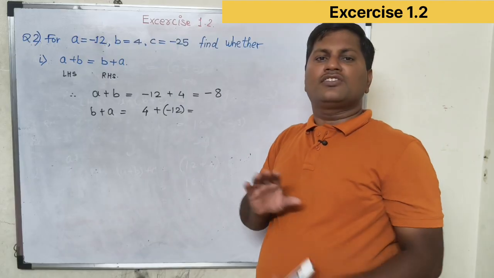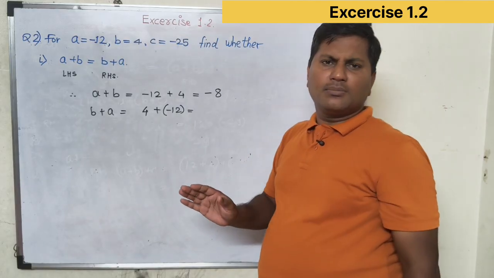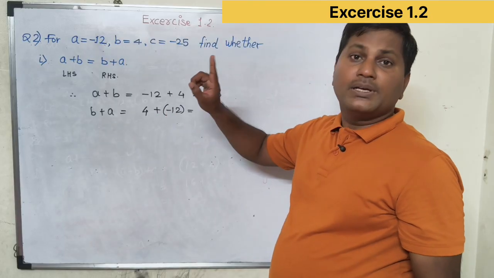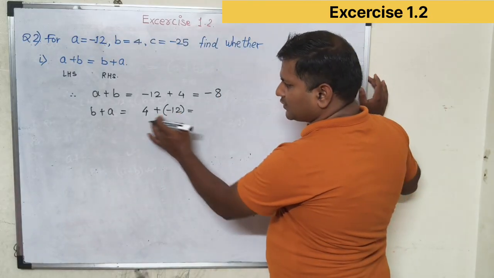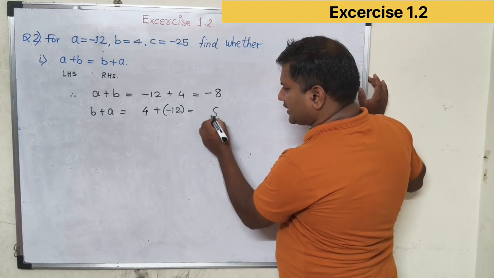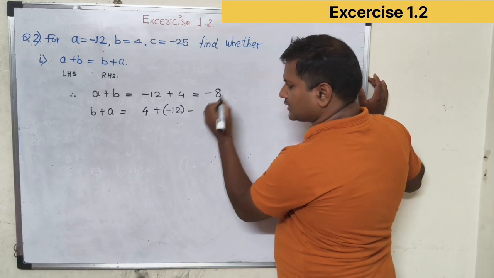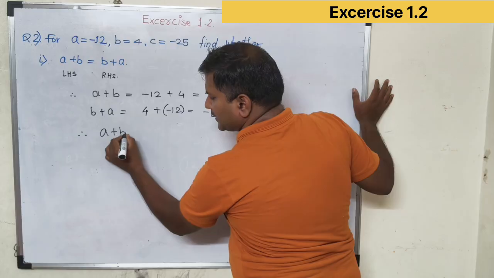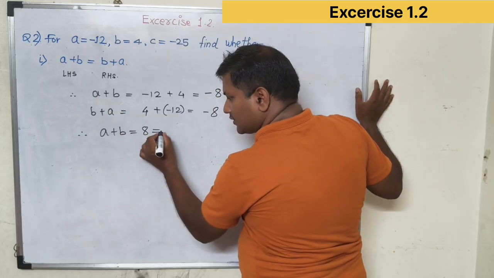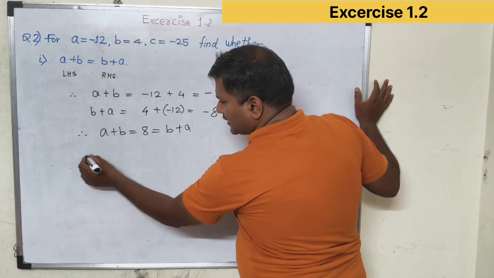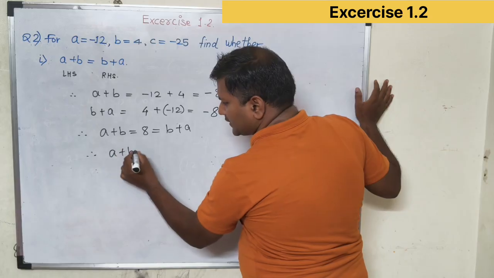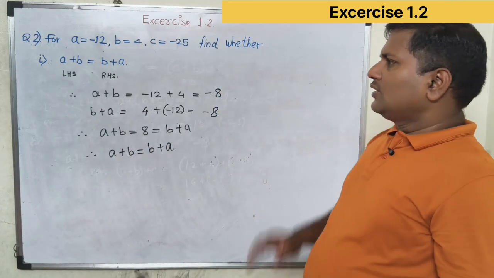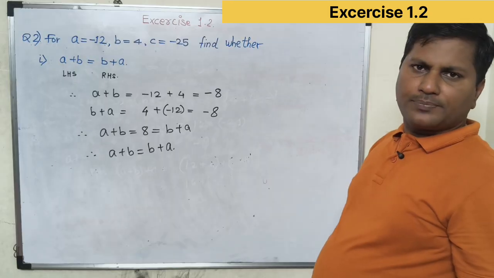तो क्या करना है, just simply take a difference between them and write the sign of that bigger number. So 12 minus 4 is again 8, sign for 12, yes, -8. So therefore a plus b is equal to 8, which is equal to b plus a, and therefore a plus b is equal to b plus a. It is satisfying. Okay, तो यहाँ पे ये satisfy होता है.